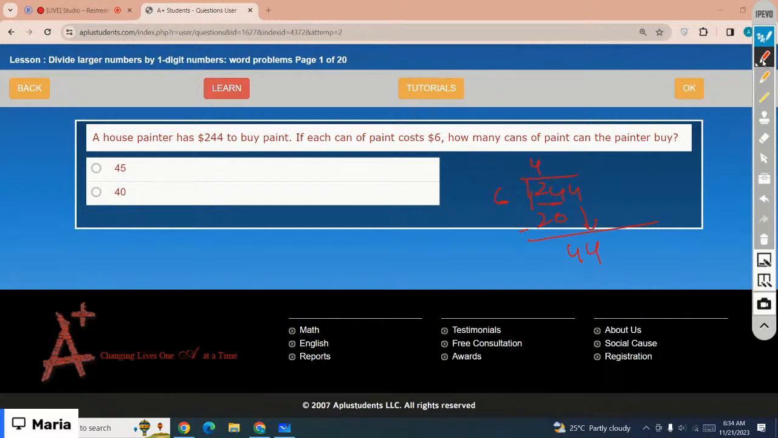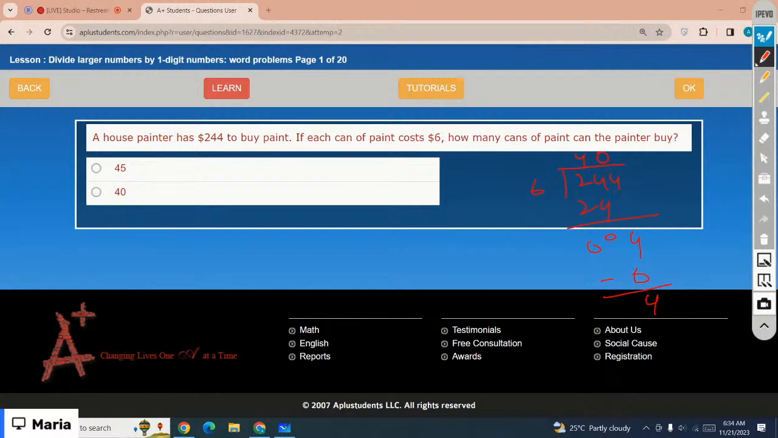6 times 4 is 24. Sorry, let me do it again. No, that is 40. Because 6 times 4 is 24, right? 24 minus 24 is 0. Bring 4 down. You can go for 6 times 0 is 0, because 4 is the remainder, right? That means the correct option is 40.